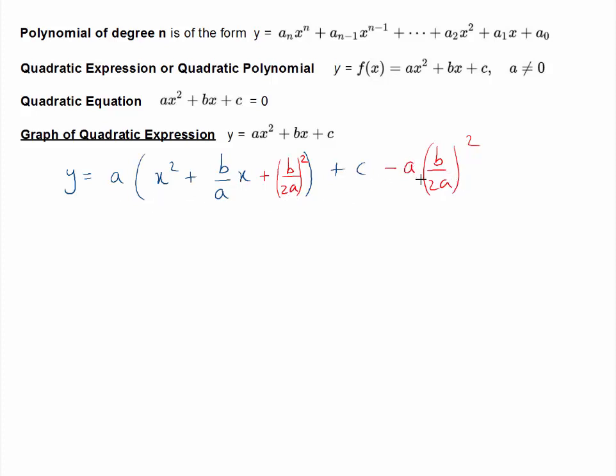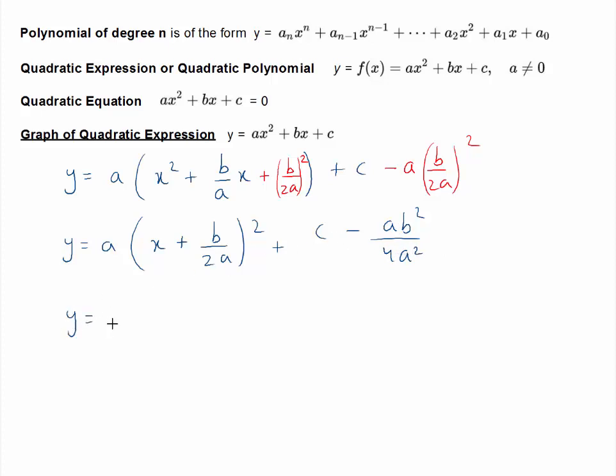So we need to subtract a times (b by 2a) the whole square. Now this expression will become a (x plus b by 2a) the whole square, and then this would be c minus a b square divided by 4a square. Now one of the a will get cancelled, and then we can take LCM.